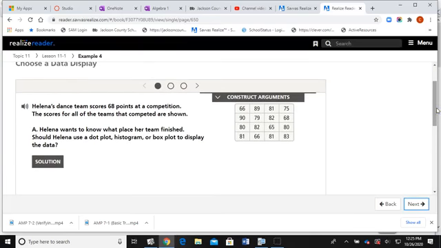So we got 3 to choose from. Dot plot, box plot. What was the other one? Histogram. Okay. Helena's dance team scores 68 points at a competition. The scores for all of the teams that competed are shown. Helena wants to know what place her team finished. Should Helena use a dot plot, histogram, or box plot to display the data? Which one would be the best way to know how she did?